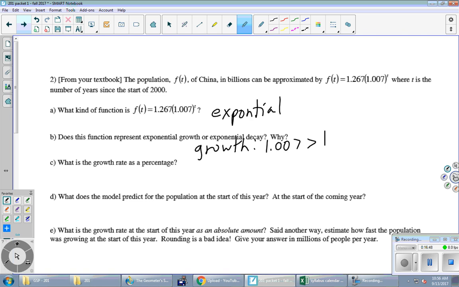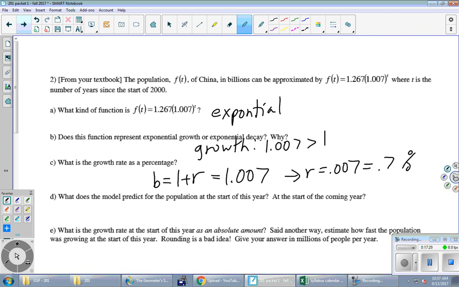And continuing to analyze that 1.007, what is the growth rate as a percentage? 0.7 is good. We know that the growth rate is something like 1 plus r, and if you can find the r, you have found the growth rate. And so the r is 0.007, but as we write that as a percent, 0.7%. So the population of China is growing by 0.7% per year every year according to this model.